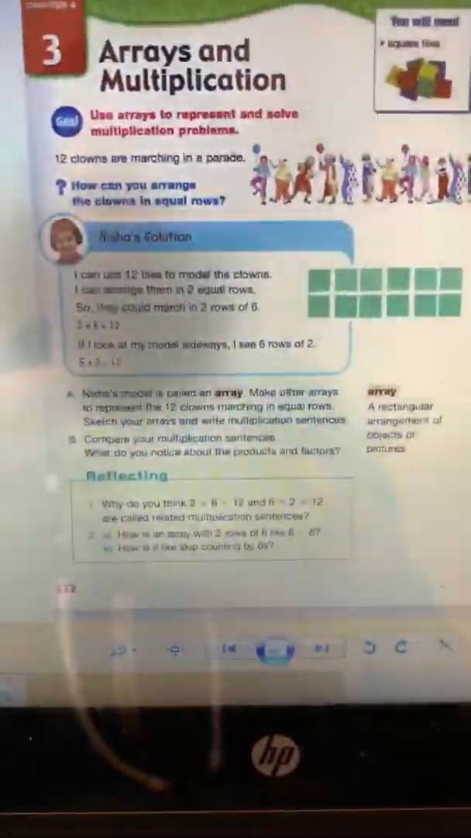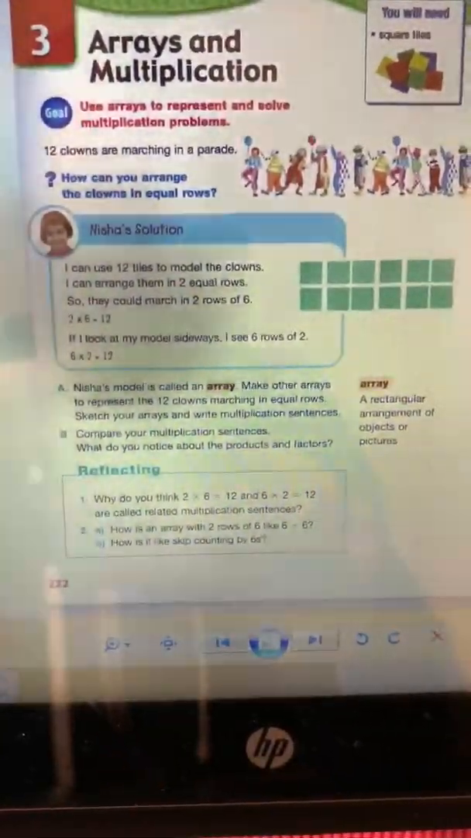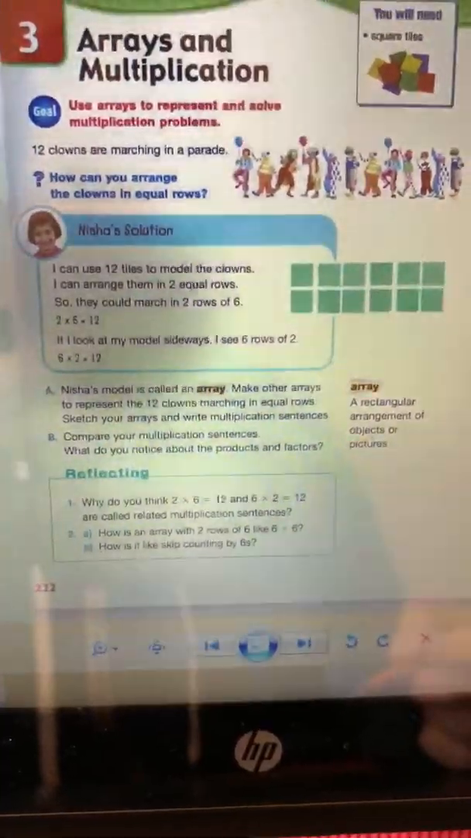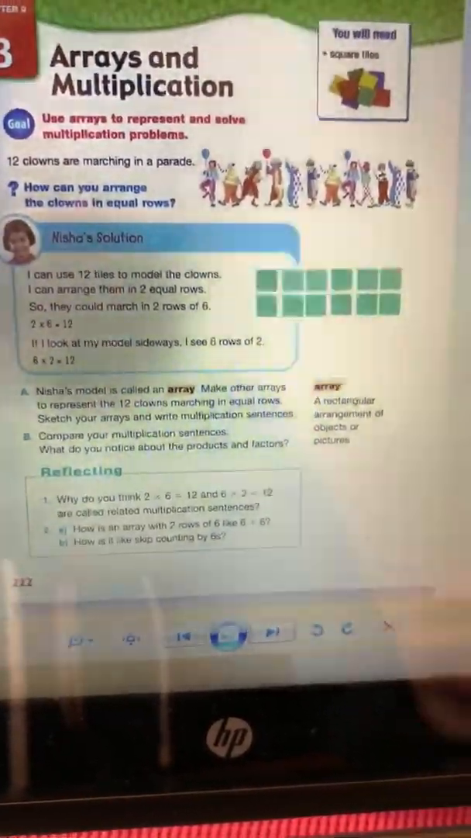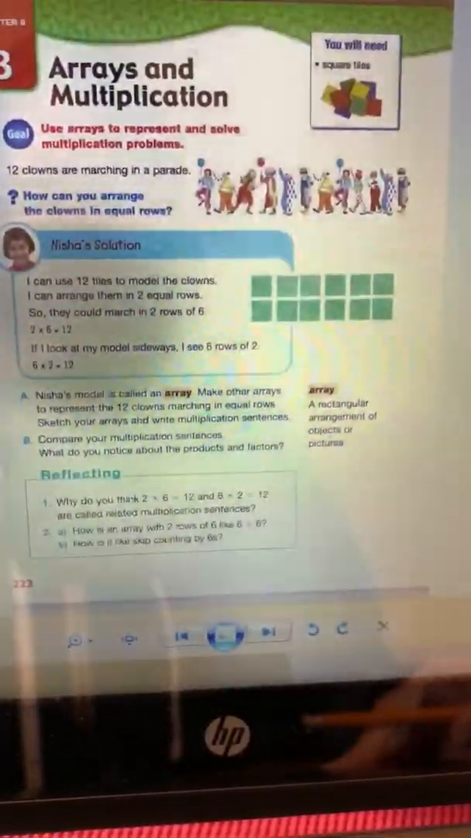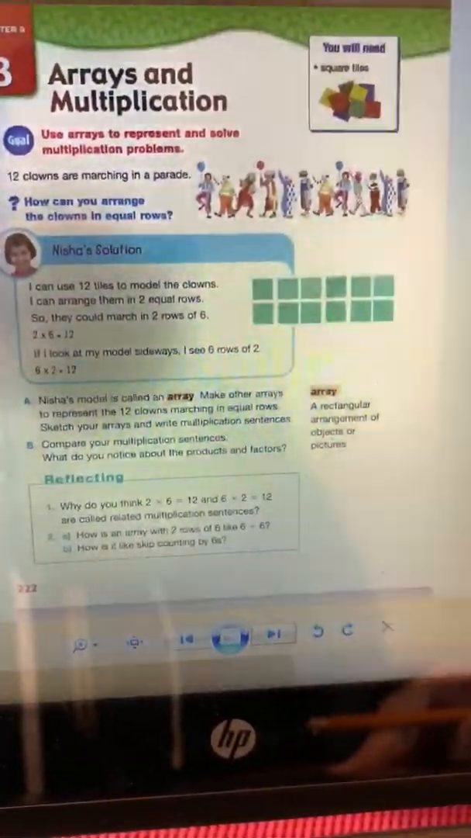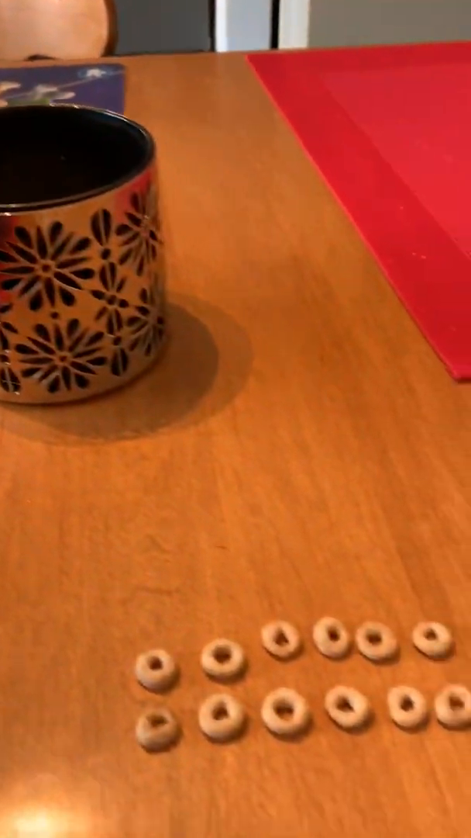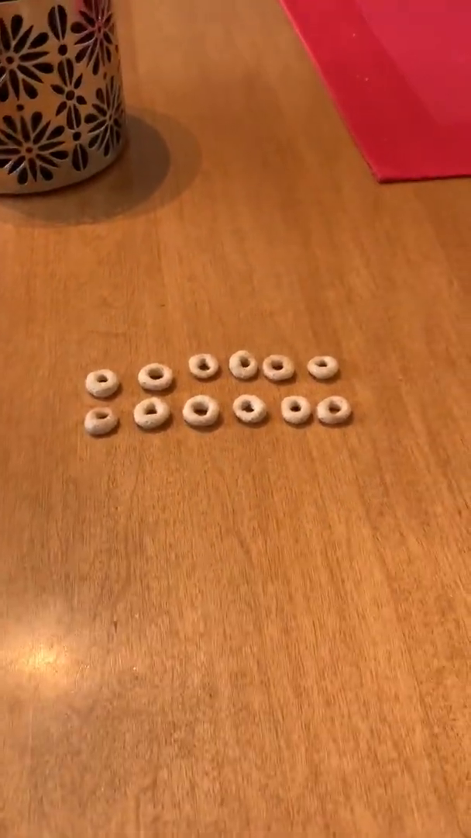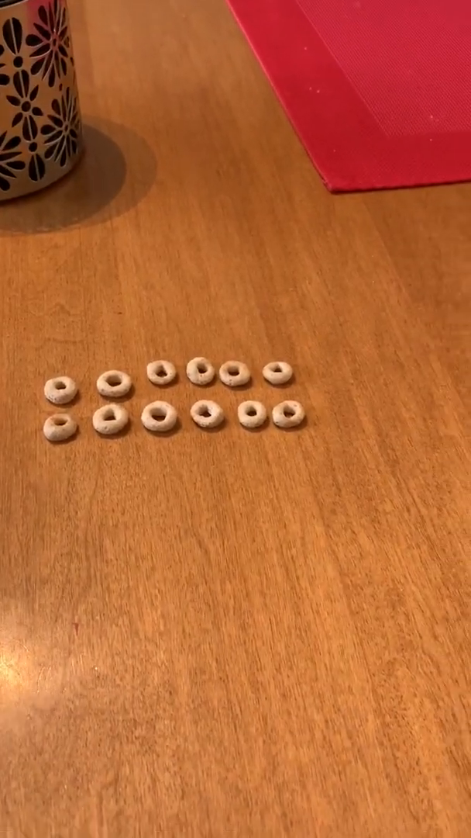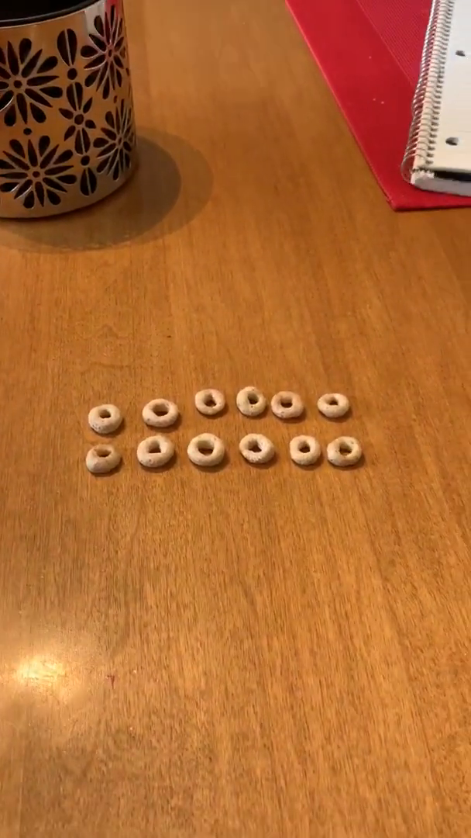So let's go back and look. Nisha's model is called an array. Make other arrays to represent the 12 clowns marching in equal rows. Sketch your arrays and write multiplication sentences. Okay, so if we go back to our Cheerios here, we have to think about another way that we can arrange them in equal rows.